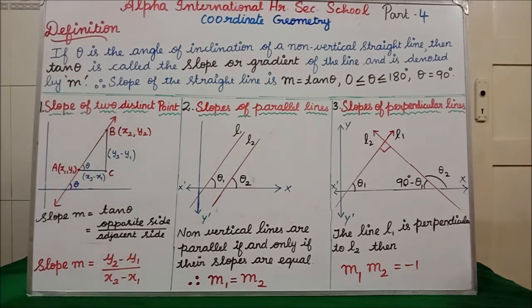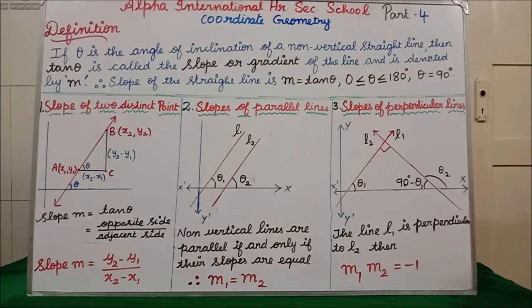90 degrees, I have told, is the inclination of a line. So sometimes theta will vary from 0 to 180 degrees, or theta is equal to 90 degrees. Clear, all of you?